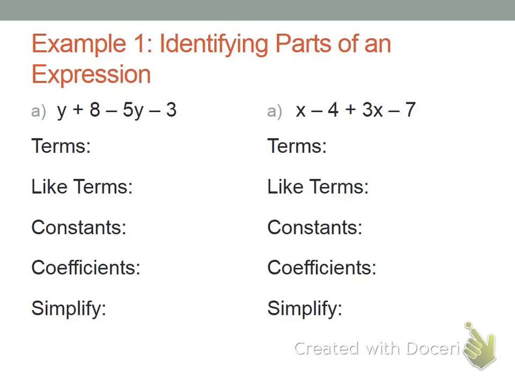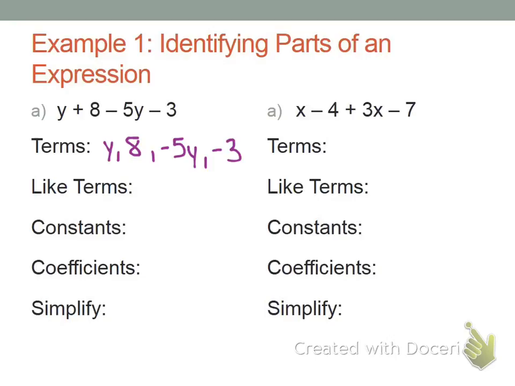All right, example 1. Identifying the parts of an expression. You have a couple homework questions tonight that give you an expression and they want you to just break it down. So the first thing I'm going to do in A with you is identify each individual term. So same with me if you know. y, 8, negative 5y, and negative 3. I'm just identifying each individual part of the expression. That's it. Now for my like terms, I'm going to group in parentheses the terms that I could simplify if I was simplifying the expression.